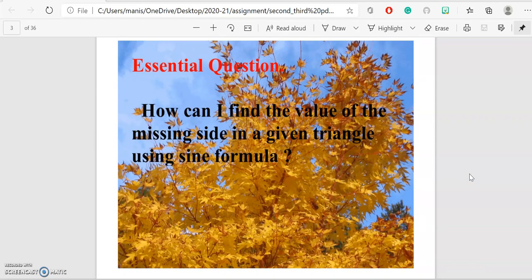Our essential question for the day is how can I find the value of the missing side in a given triangle using sine formula?